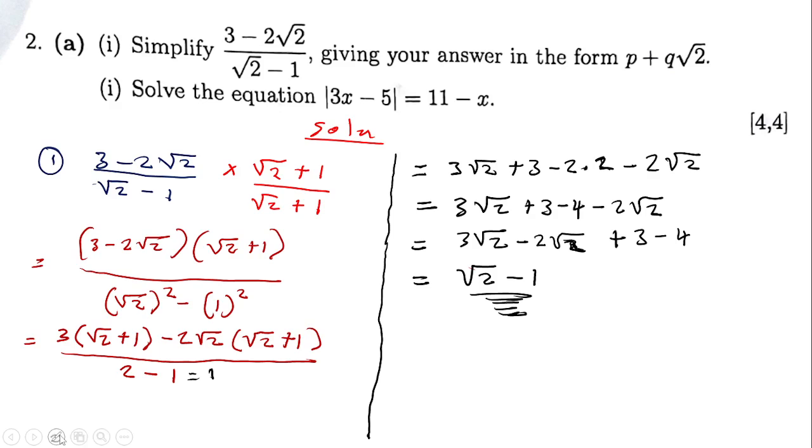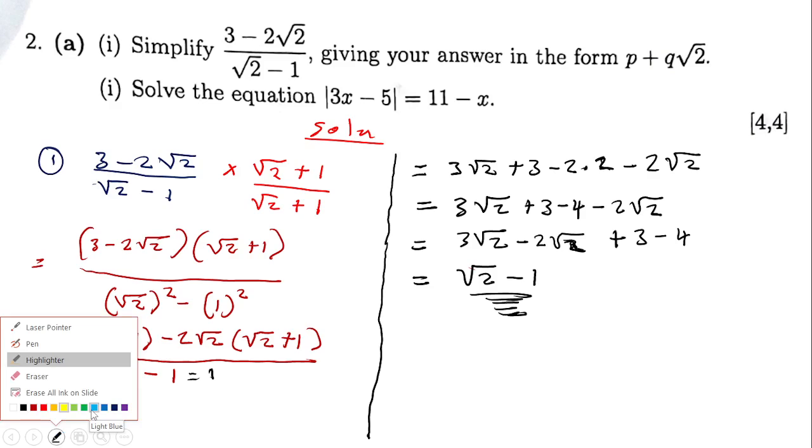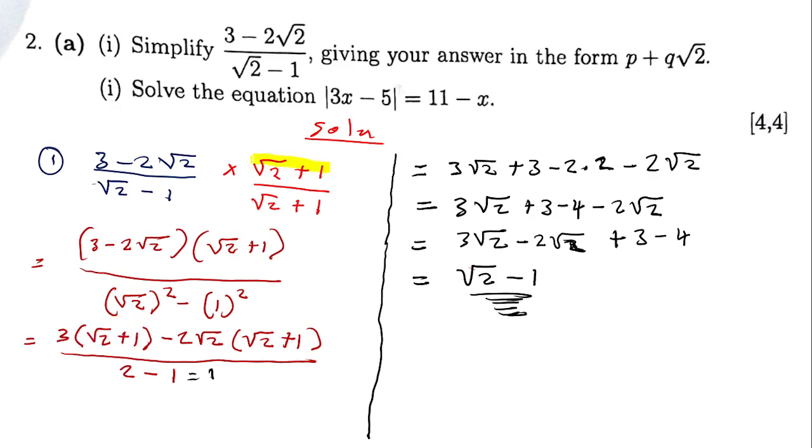Let me highlight the parts where people make mistakes, to help you be very careful. The first part is finding the conjugates. Here people tend to make mistakes.